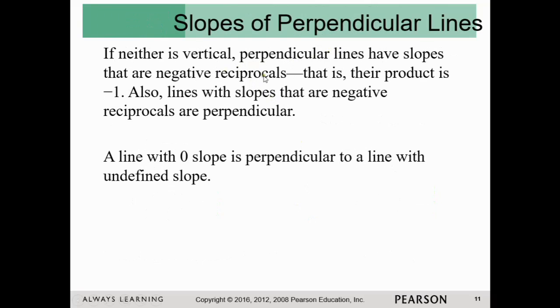Now, slopes of perpendicular lines. The slopes of perpendicular lines are negative reciprocals. So that's basically what we want to take away from this: slopes that are perpendicular are negative reciprocals. Unless one is vertical, a line that's going to be perpendicular to a vertical line is a horizontal line. So a line with a zero slope is perpendicular to a line with an undefined slope. Remember, perpendicular means that they intersect at a 90-degree angle.